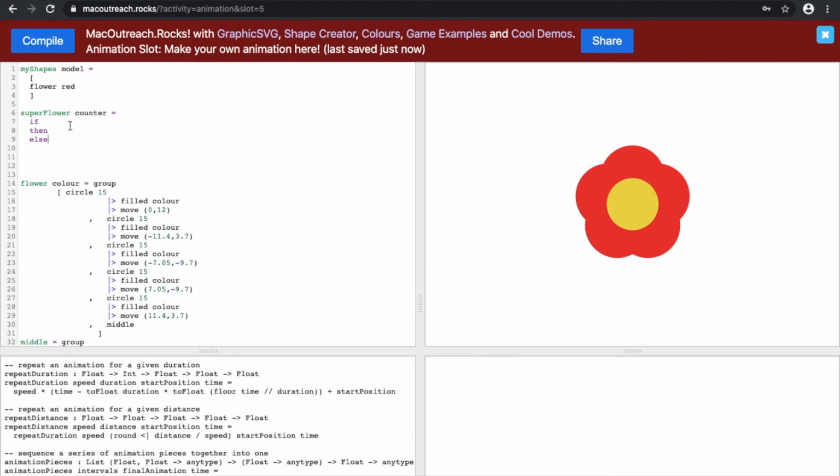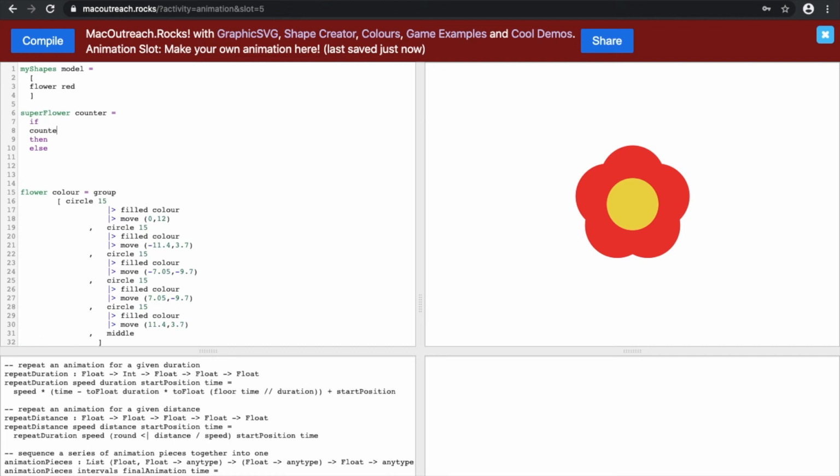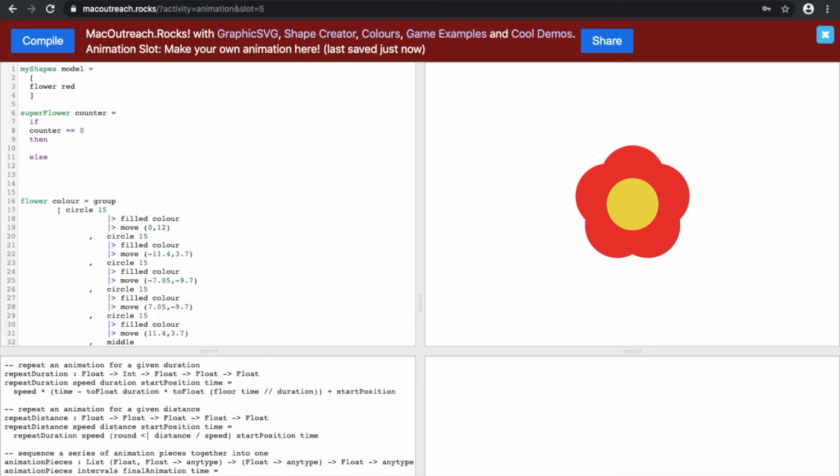Okay, so let's do that step by step. The checking to see if a counter equals 0 can be written just like in fallingSquares: counter double equals 0. The then part of the statement, which is just group everything together and do nothing else, can be written just like in fallingSquares as group open bracket close bracket.